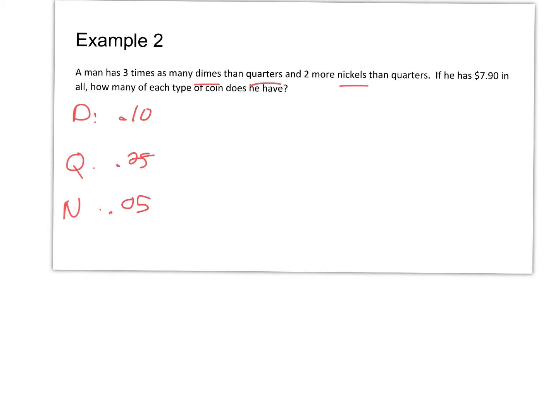So now at this point, let's get our quantities. A man has 3 times as many dimes as quarters and 2 more nickels than quarters. So our common feed here is going to be the quarters, so that gets X. Now to be 3 times as many as that, that's going to be 3X for the dimes. And nickels is going to be 2 more than, so X plus 2.